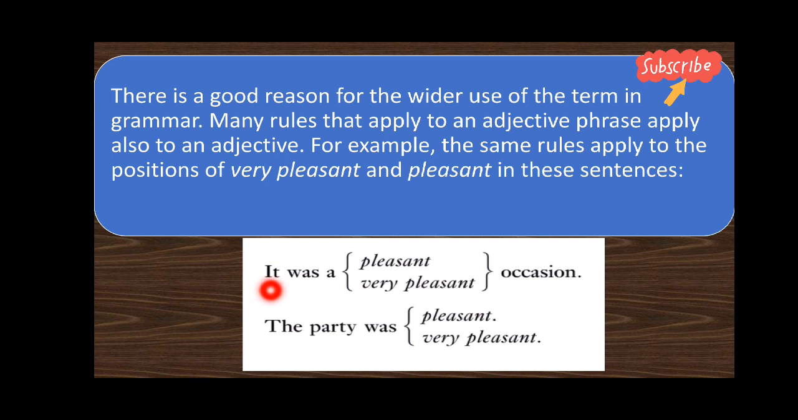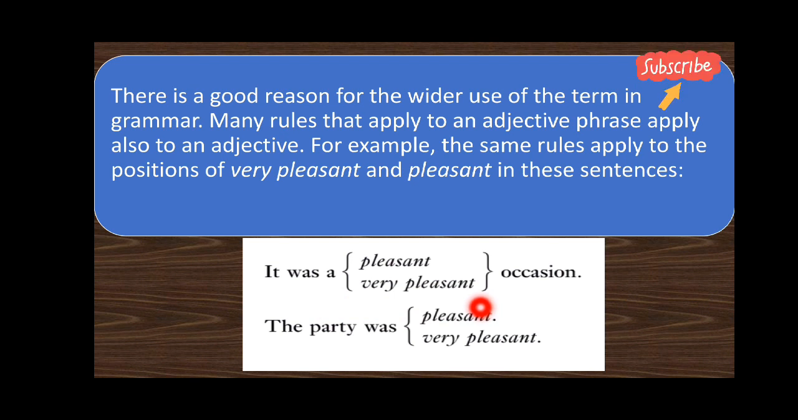For example, "it was a pleasant occasion," or "it was a very pleasant occasion." The rules which apply to the adjective "pleasant," which comes before the noun "occasion," also apply to "very pleasant": "it was a very pleasant occasion." So "very pleasant" is placed before a noun, and "pleasant" is also placed before a noun. Similarly, "the party was pleasant," or "the party was very pleasant."